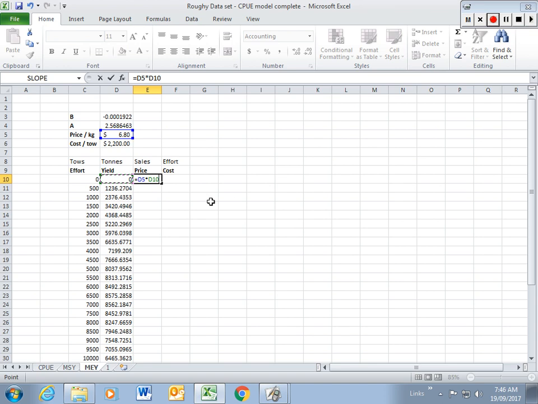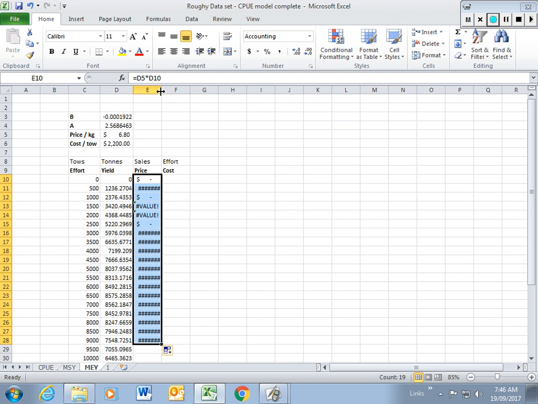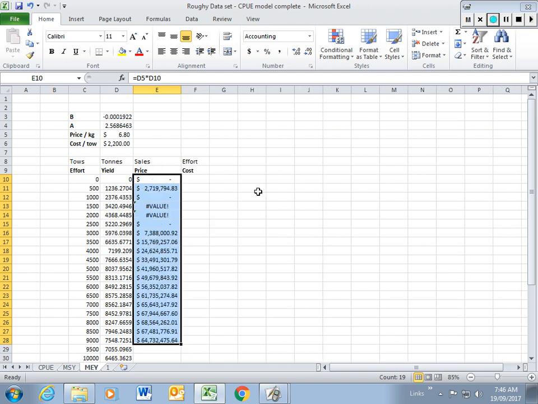Alright, and now if I press enter, I come up with a price of 0 or a dash, because there is no price attached to a level of effort which produces no fish. So we're basically going 0. But I always start at 0 because it gives us a nice curve. Now if I want to click and drag this down, we're going to have this situation where if I drag it down, it changes rapidly, looks wrong.